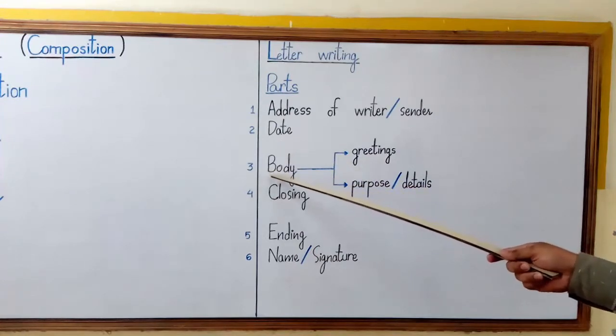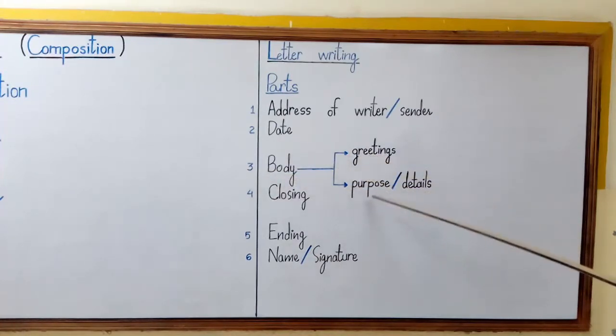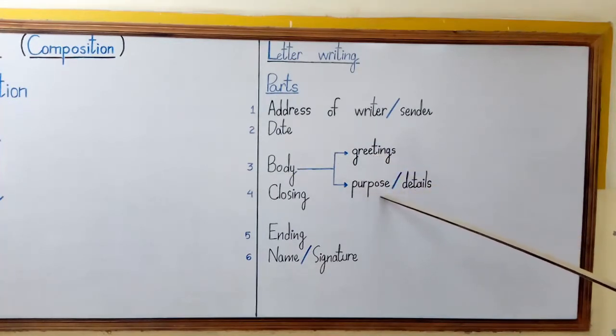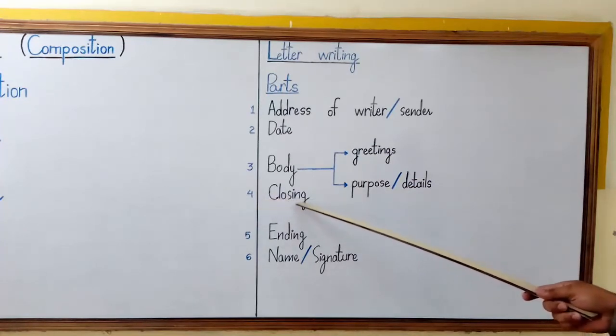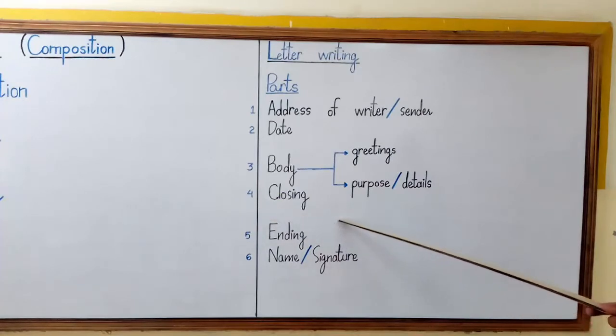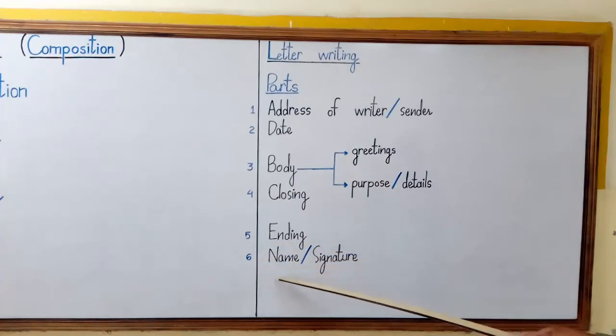Then part number 3 is body, and body is comprised of 2 paragraphs. Paragraph number 1 is greetings and paragraph number 2 is purpose or details. Then part number 4 is closing, and then you will skip one more line here after closing, in between closing and ending. Then part number 5 is ending, and part number 6 is name or signature.